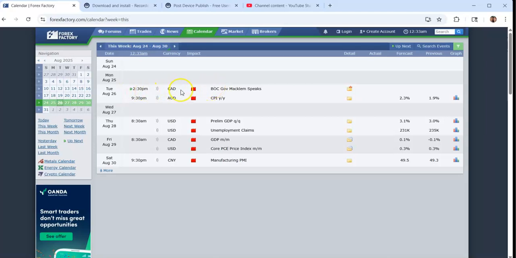Tomorrow will be Tuesday. We got some red folder news coming out, CAD and Australian dollar. So if you're holding these pairs, you want to make sure that if you have any open positions, you close them. If you're trading a prop firm, know your prop firm company's rules, whether or not you're allowed to trade during news. Otherwise, you might breach your prop firm account.